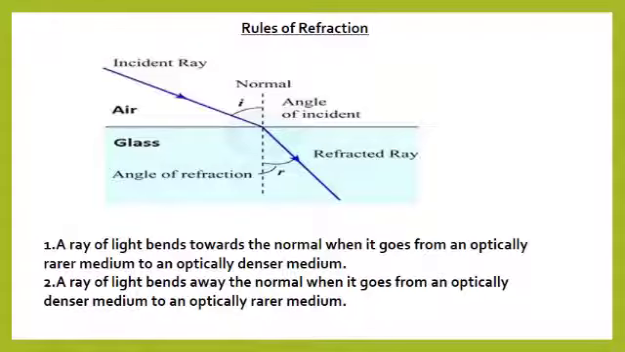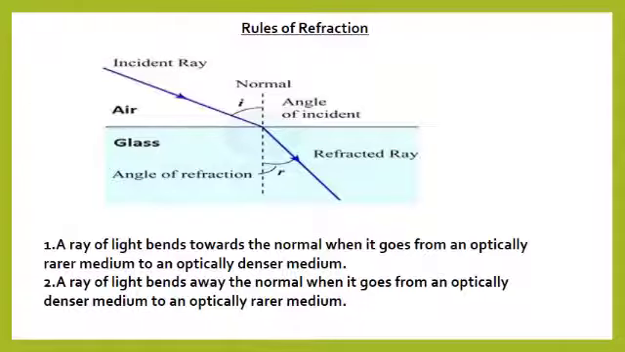Angle of incidence is the angle between incident ray and normal, and angle of refraction is the angle between refracted ray and normal. Now there are two rules of refraction. Number one, a ray of light bends towards the normal when it goes from an optically rarer medium to an optically denser medium.